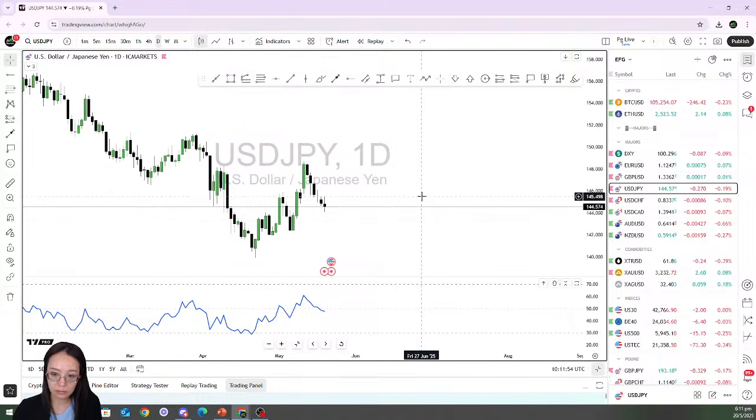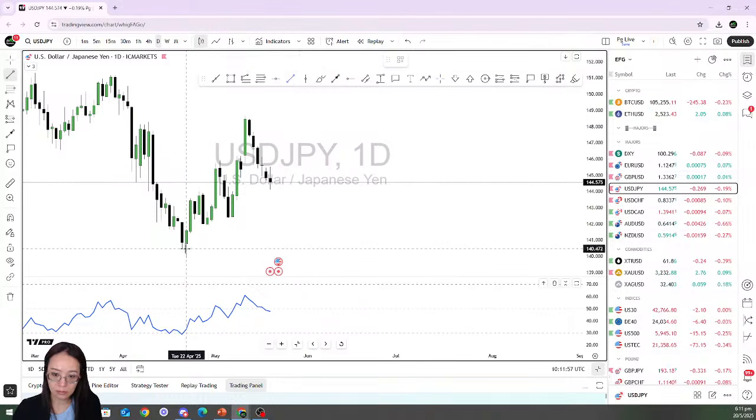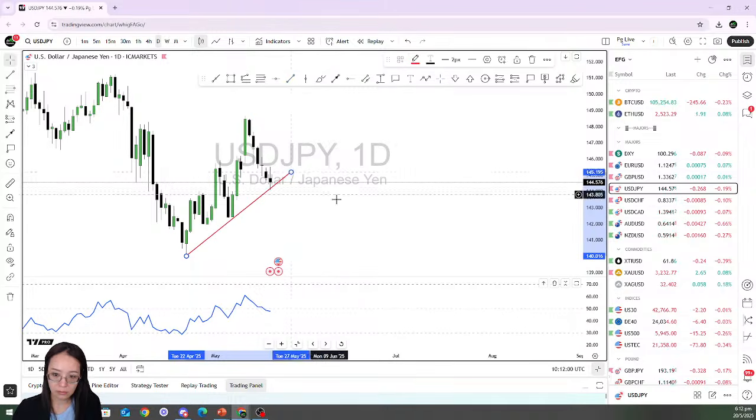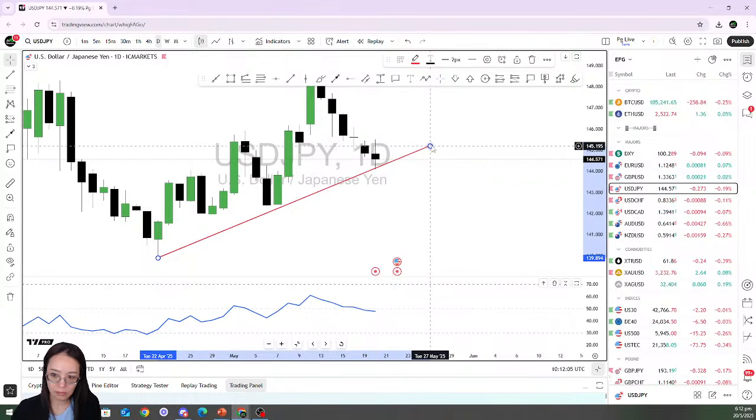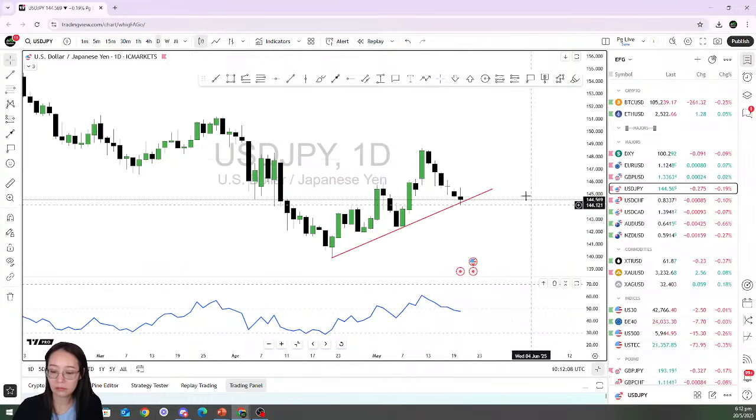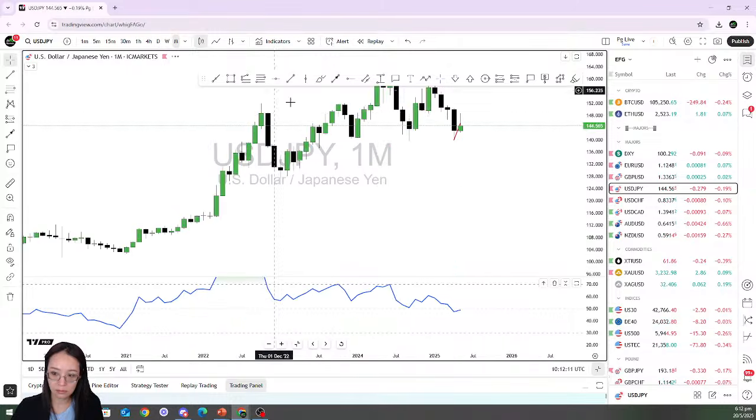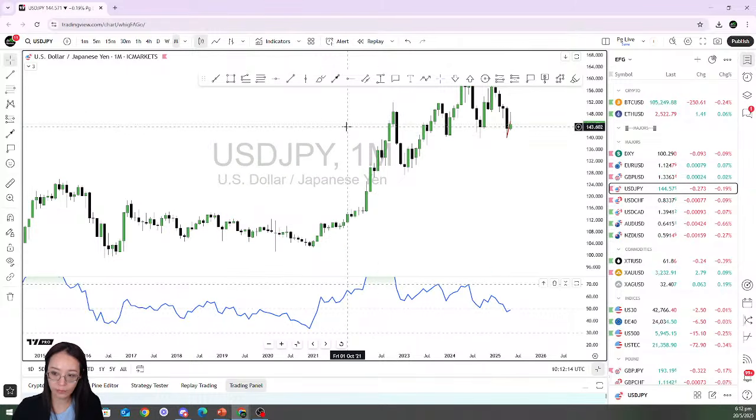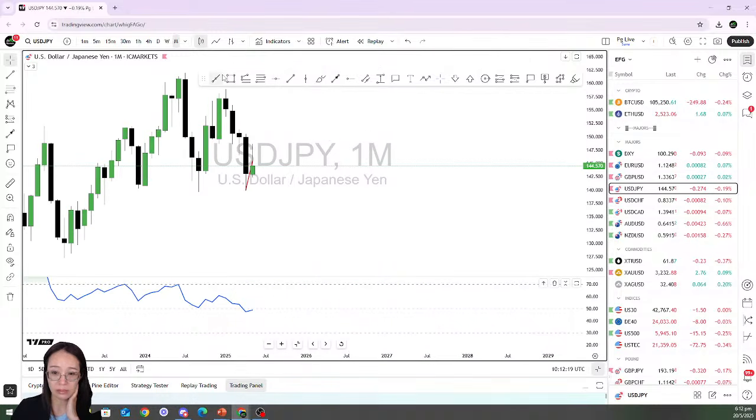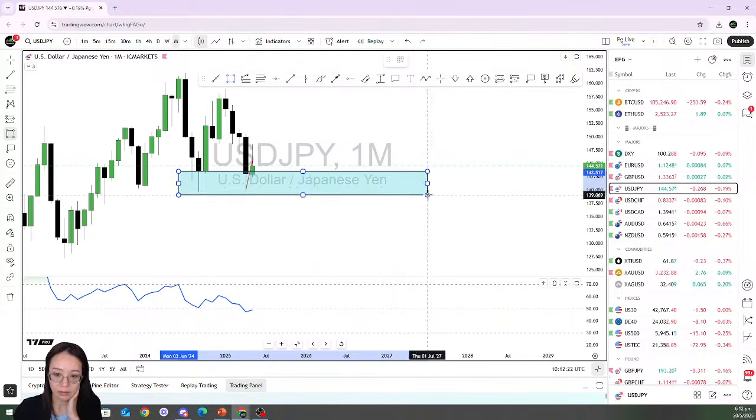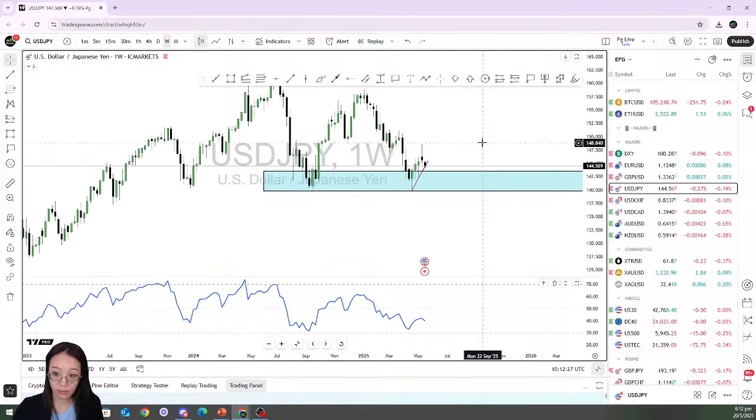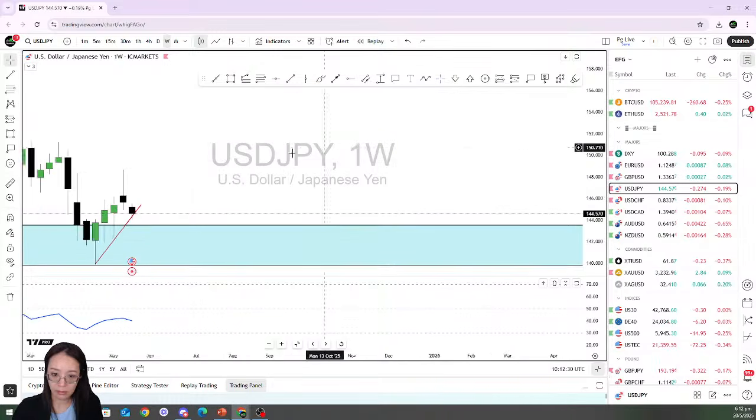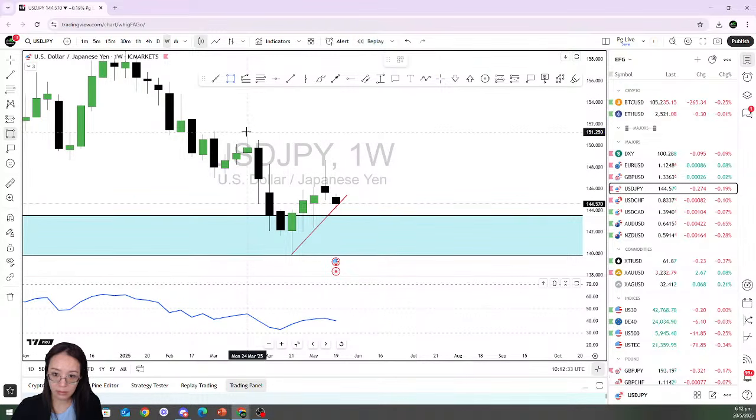D1 candle. Trend line. Let me do, this is the monthly support, right? This is monthly support right here, the wick in the body. Weekly. For weekly, highlight the zone.